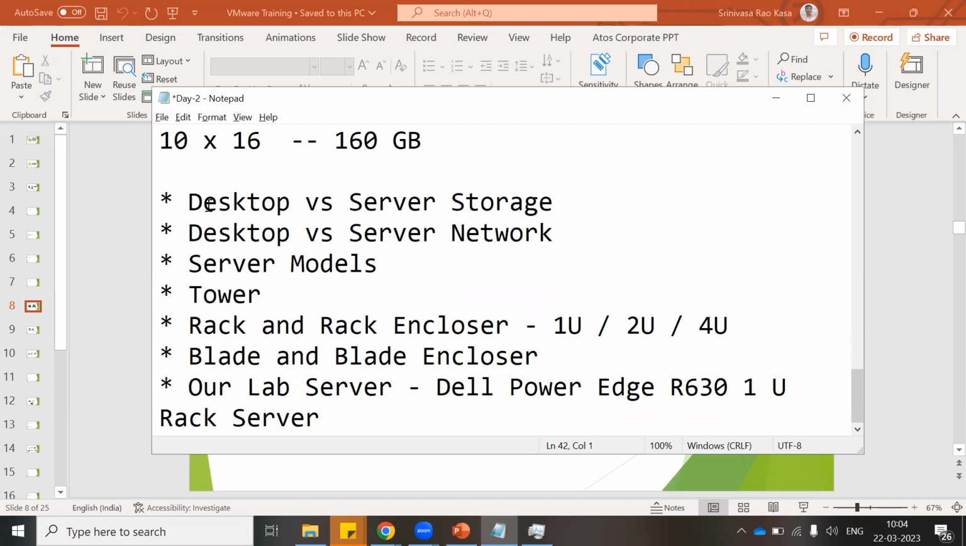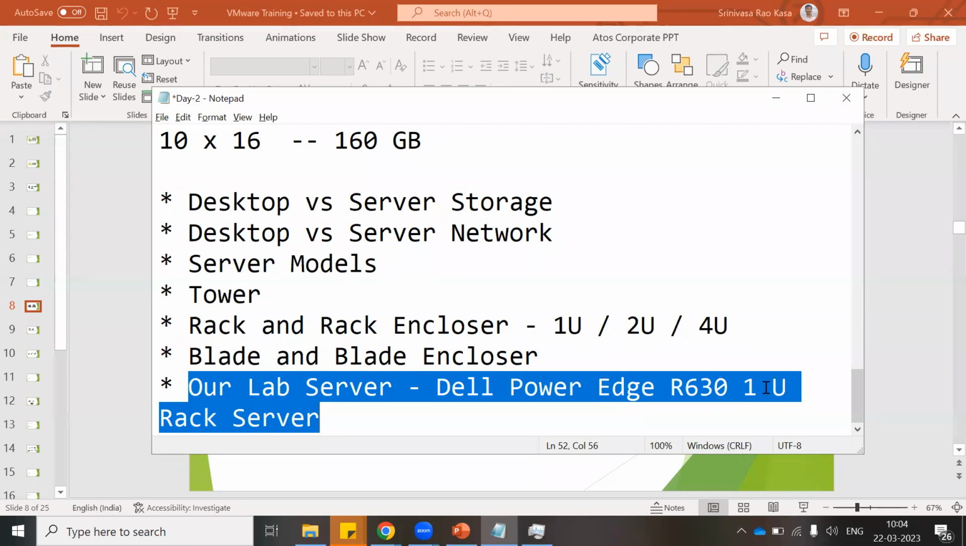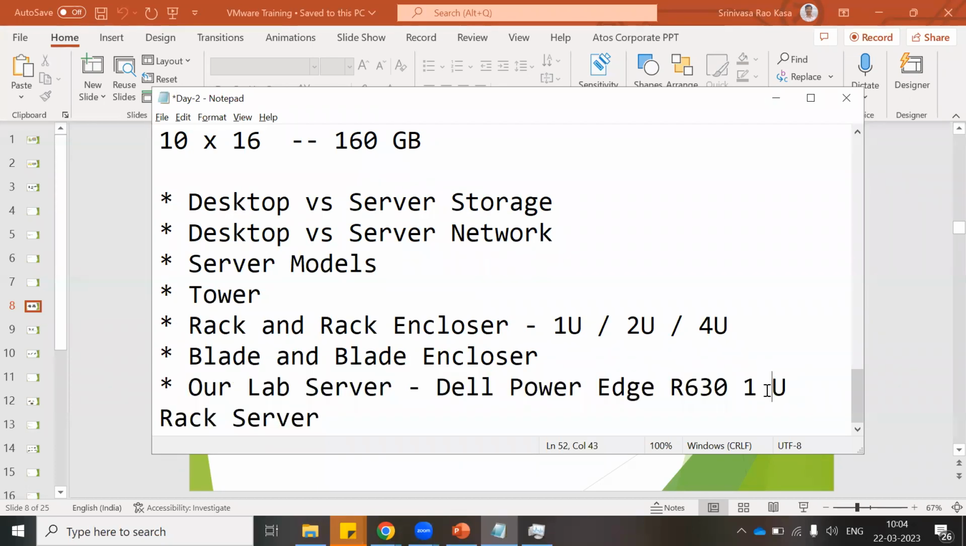In the next session, I'm going to discuss storage, network, and server models. In server models, what is a tower? What is a rack enclosure? What is a blade server, blade enclosure? What do we have in our lab? We have a Dell PowerEdge server. What is 1U I mentioned? Everything we are going to discuss in the next session.